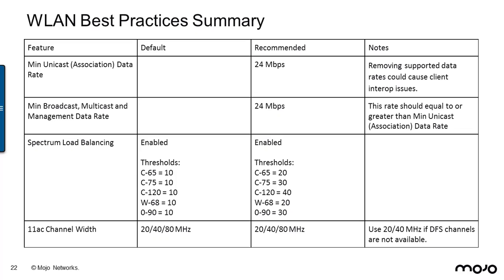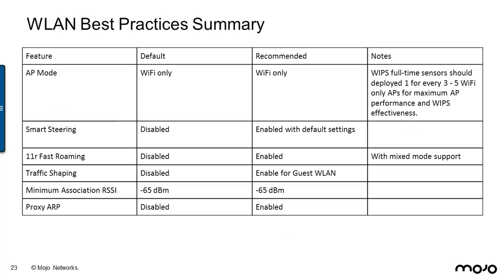The min unicast, min broadcast, multicast, and management data rate are also set to 24 megabits. You see here, for fast roaming, we're recommending that you turn on 11R.